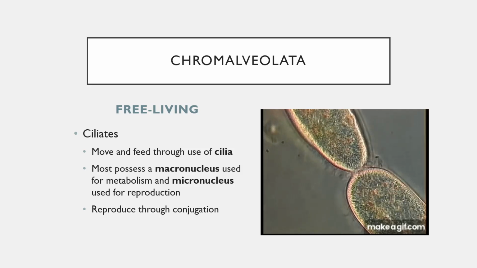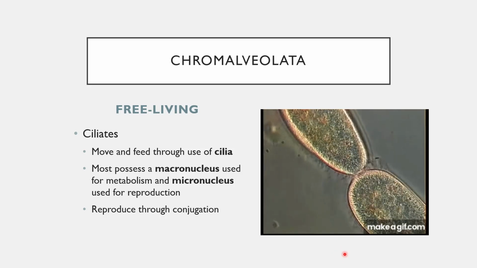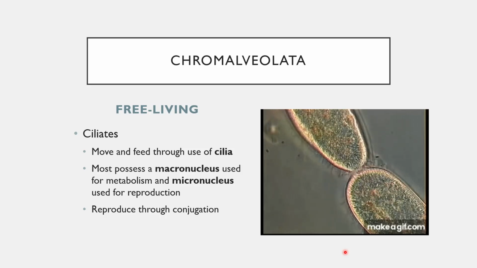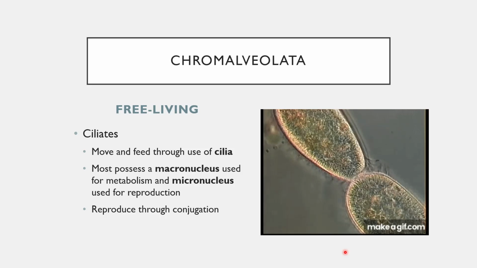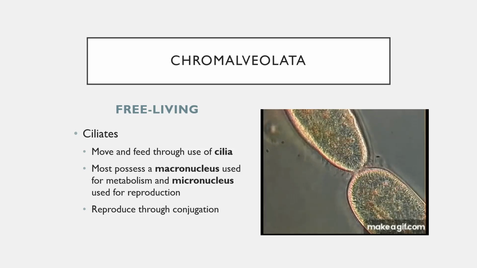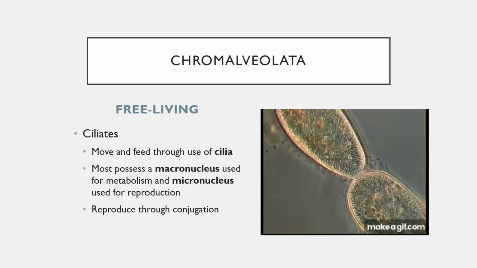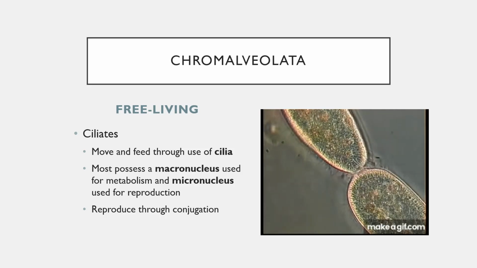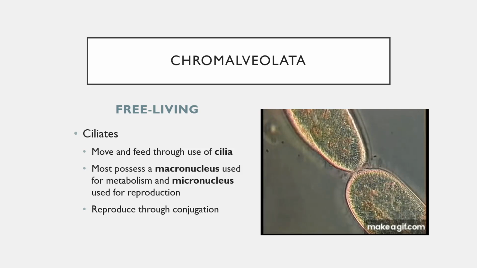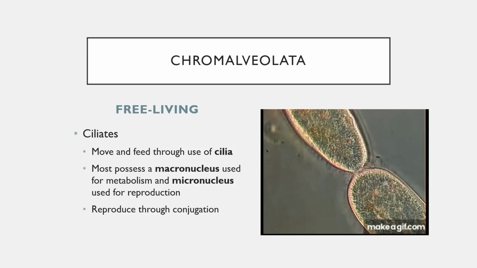Most of them possess a unique feature in that they have a double nucleus. They have a macronucleus that is dedicated to conducting the organism's metabolism, and they have a micronucleus that is used for reproduction. They reproduce through a process that is called conjugation, and it's called conjugation even though it's a separate process from conjugation in prokaryotic bacterial cells. It is the mixing of the genetic information through direct cell contact, which is what you can see going on right here.